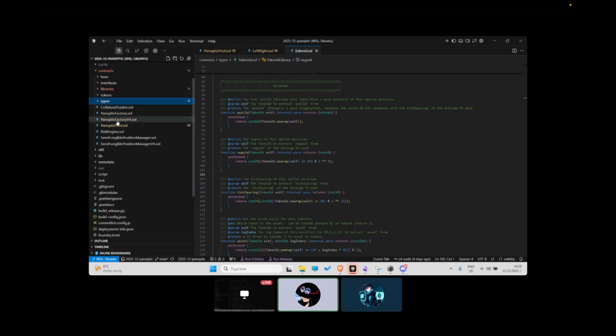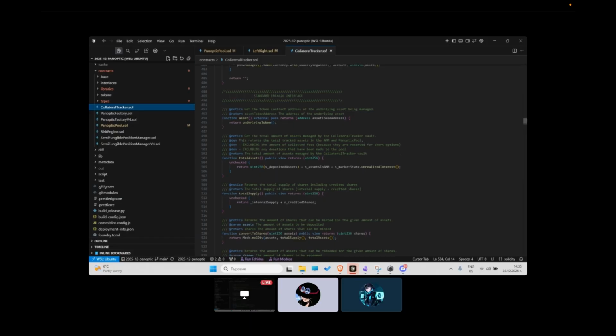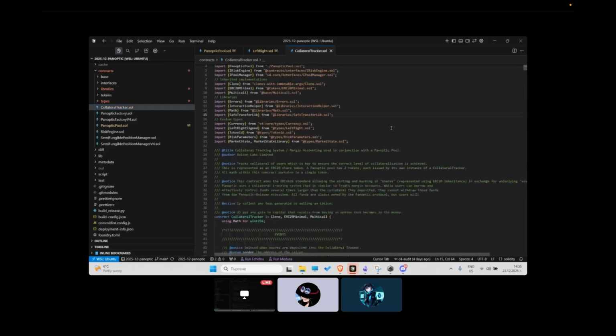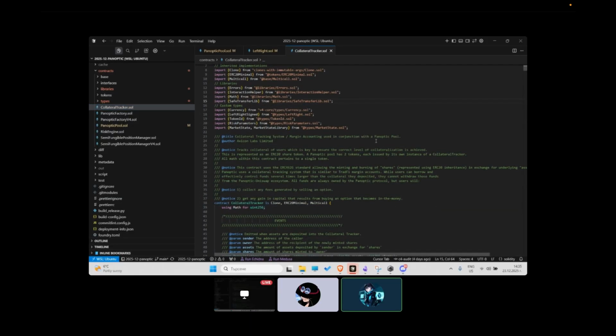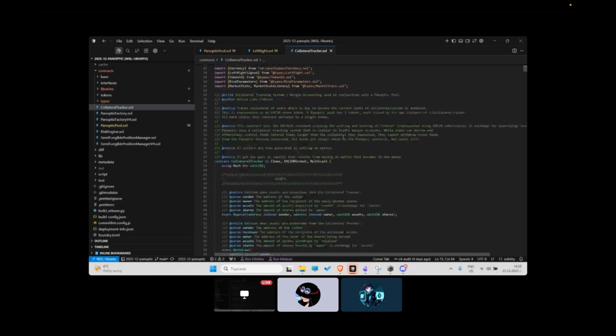Which main contract do we start from? Do we go to the pool again? Let's go to the collateral tracker. Let's see. Token ID risk parameters.